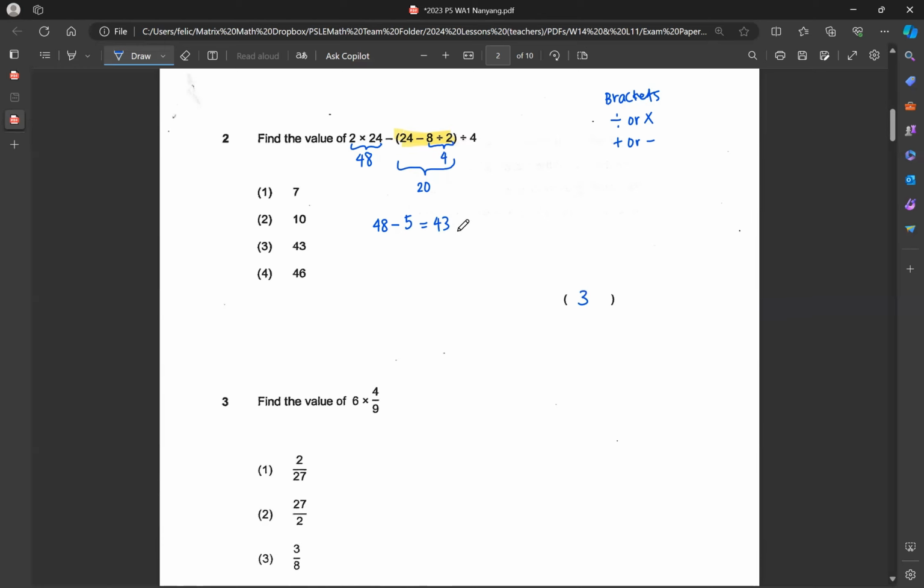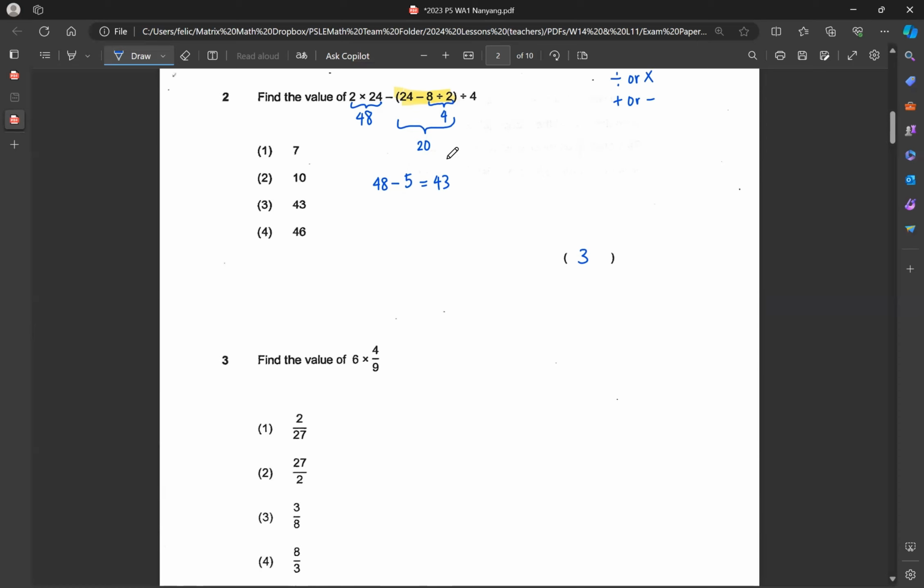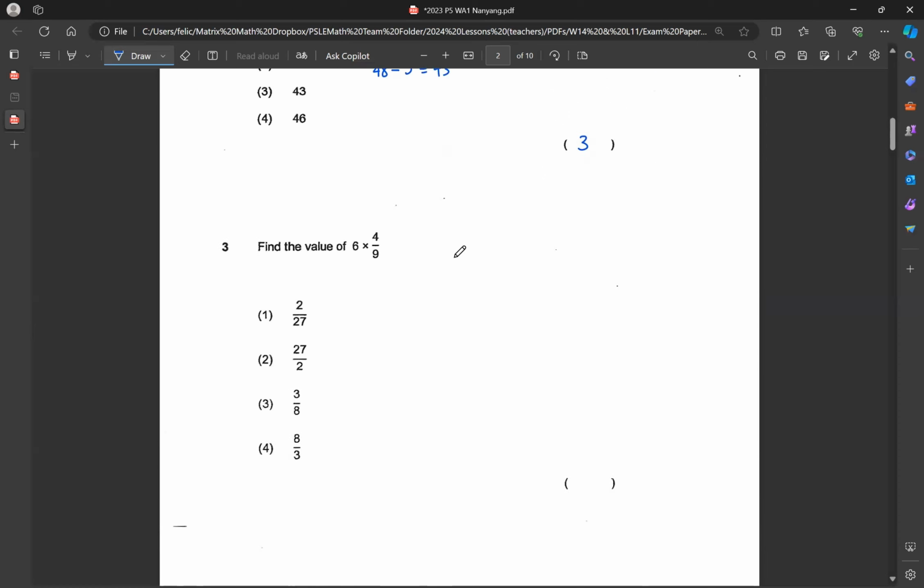All right. Okay, for the next one, find the value of 6 multiplied by 4 over 9. Now, 6 times 4 over 9, how do we do this? I'm going to show you two methods. The first method, as some of you have learned before, is the diagonal cancellation method. I call it diagonal cancellation because you're looking at the numbers diagonally, 6 and 9.